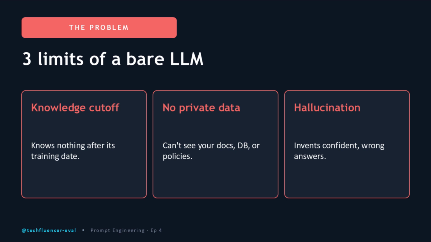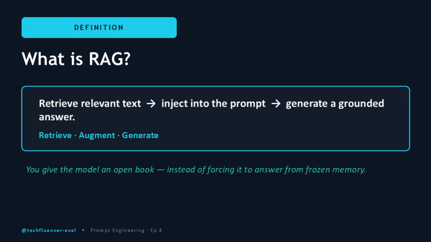RAG fixes all three with one idea. Before the model answers, retrieve the most relevant external text and inject it into the prompt as context. The model then generates an answer grounded in that retrieved evidence, not just its frozen training weights. Retrieve, augment, generate. You're giving the model an open book instead of forcing it to answer from memory.